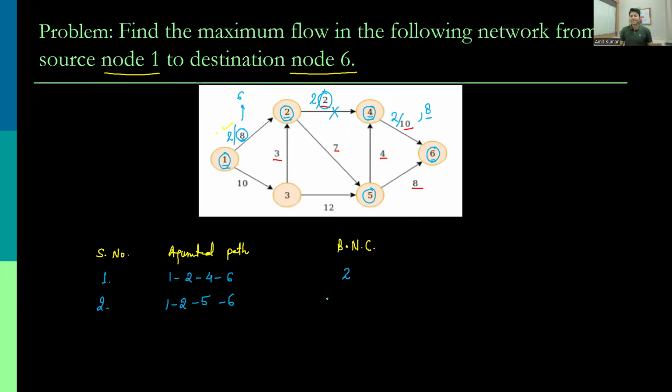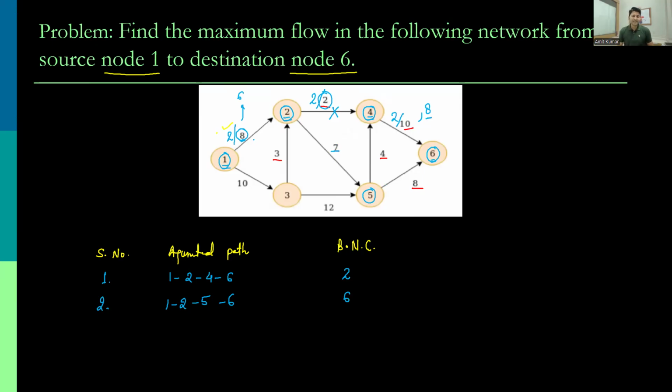Now, what is the carrying capacity of this? Let us see. For 1 to 2, how much can be transferred? The total was 8, and 2 was used in the first augmented path. How much is left? 6 units. So on 1 to 2, 6 units are transferred. Now for 2 to 5, the total capacity is 7 units, but at vertex 2 we have only 6 units. So on 2 to 5, 6 units are carried. For 5 to 6, the carrying capacity is 8, and at vertex 5 we have 6 units. So the bottleneck capacity for this path comes out as 6.